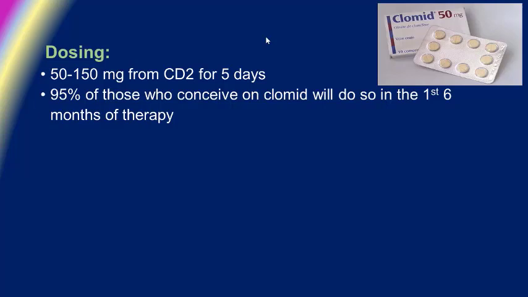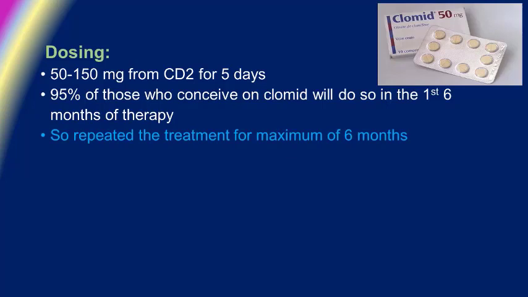About 95% of those who conceive on Clomid conceive within the first 6 months of therapy. So we use Clomid treatment for a maximum of 6 months, not more, because there is no benefit of using Clomid more than 6 months. Maximum conception occurs in the first 6 months of treatment.